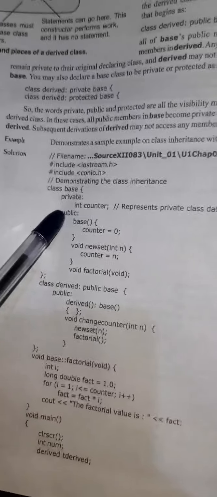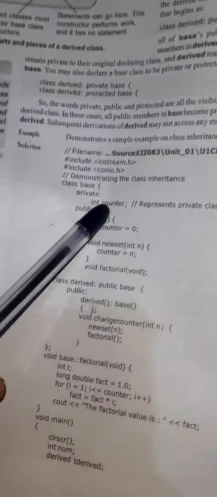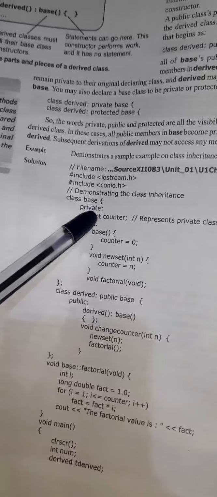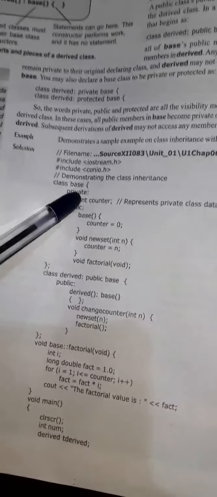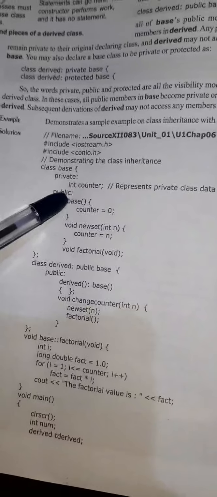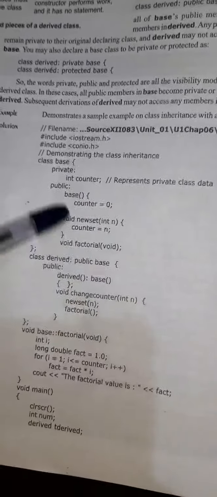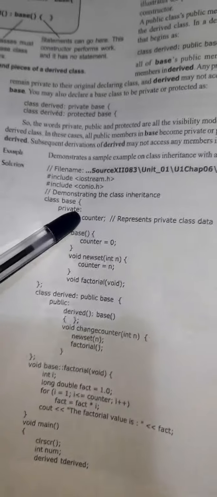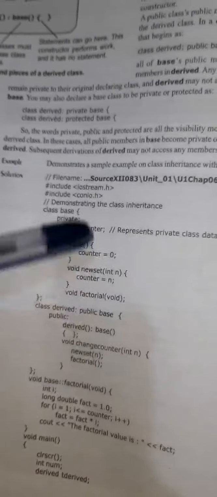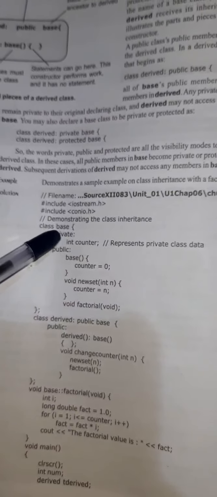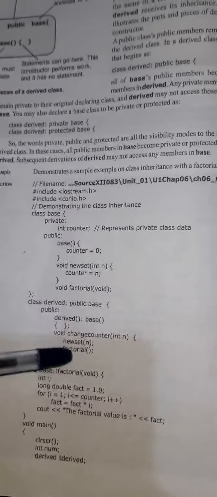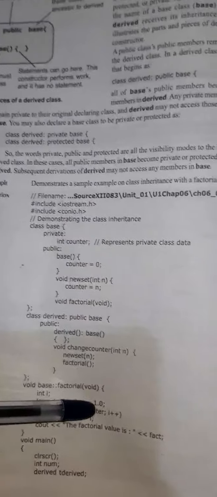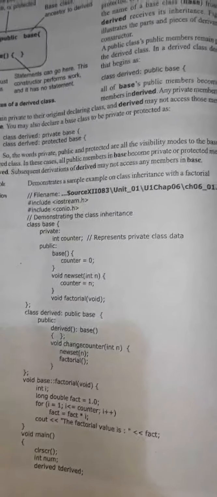So when you declare this as private, the derived class itself cannot access this. In inheritance, the members of the derived class can access the members of the base class, or the derived class inherits the members or properties of the base class. But if the member functions of the base class are declared as private, the derived class cannot inherit that.